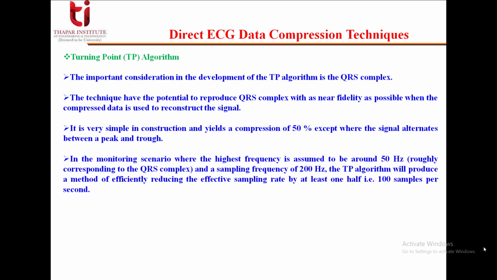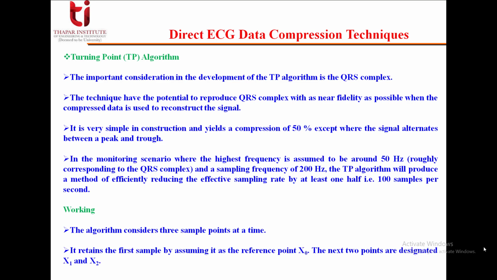In the monitoring scenario where the highest frequency is assumed to be around 50 Hz, roughly we can say that it corresponds to the QRS complex, and with a sampling frequency of 200 Hz, the turning point algorithm will produce a method of efficiently reducing the effective sampling rate by at least one half, that is 100 samples per second. Now let's see how it works. So the algorithm considers three sample points at a time.